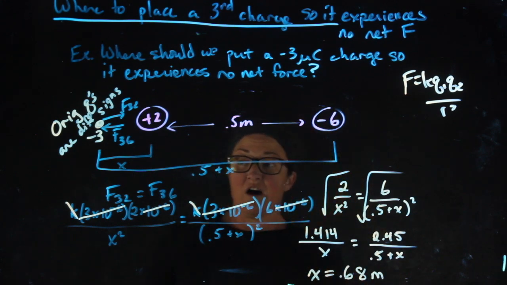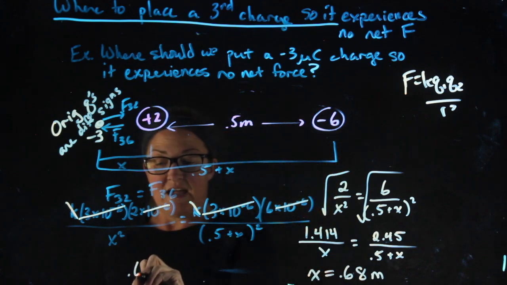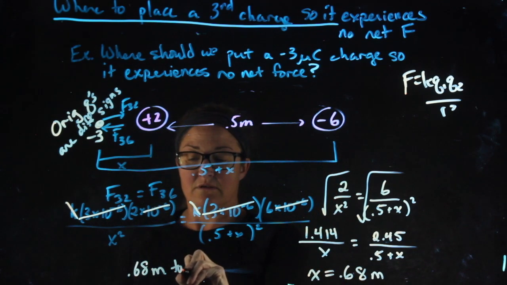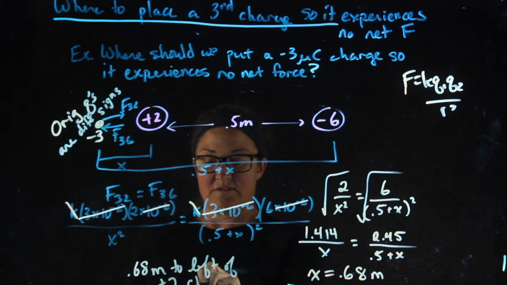I need to put my answer in context. I defined it, x is this, so I want to say 0.68 meters to the left of the +2 charge.